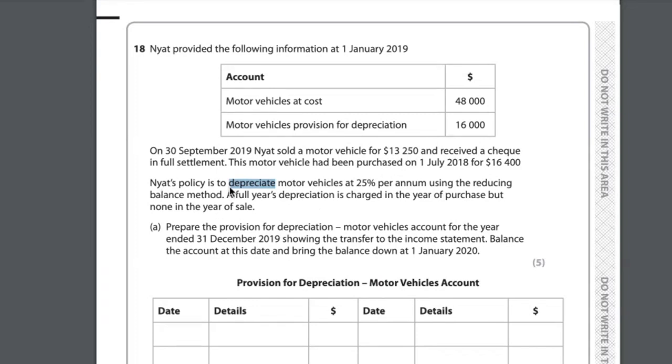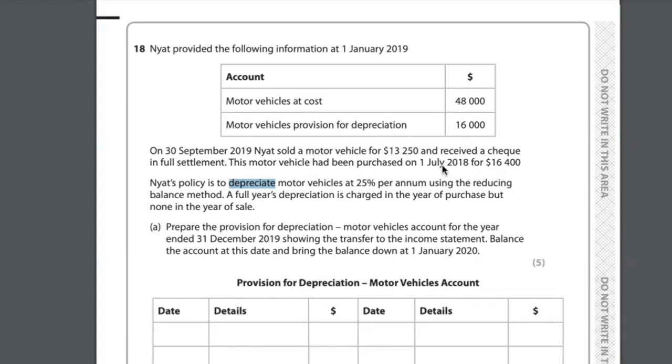Now, the policy is to depreciate motor vehicles at 25% per annum using the reducing balance method. And further, a full year's depreciation is charged in the year of purchase, but none in the year of sale. So look at that. This was bought on 1st July 2018, right? And this is the situation of 1st Jan 2019, right?